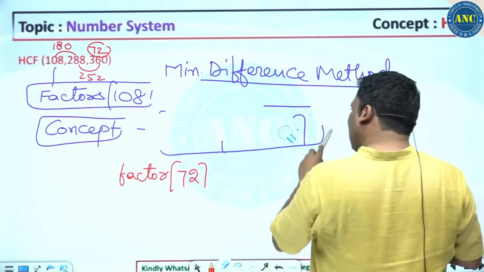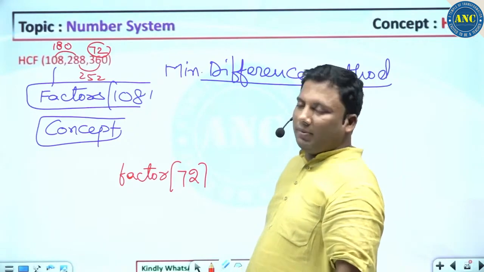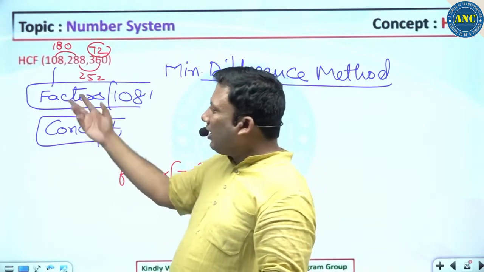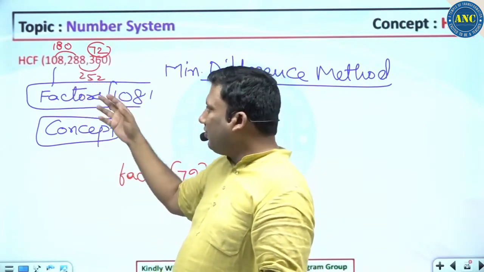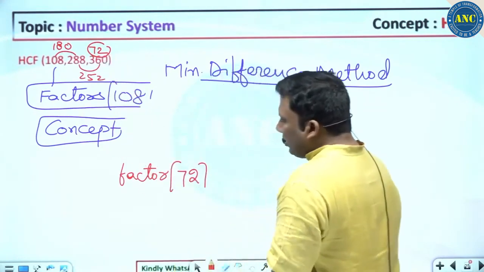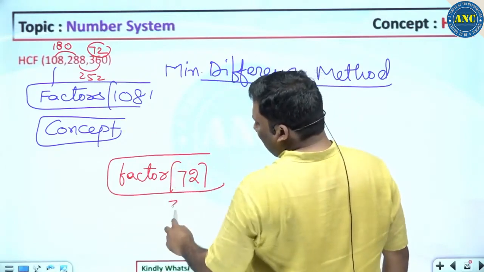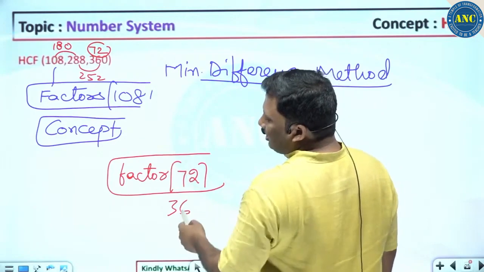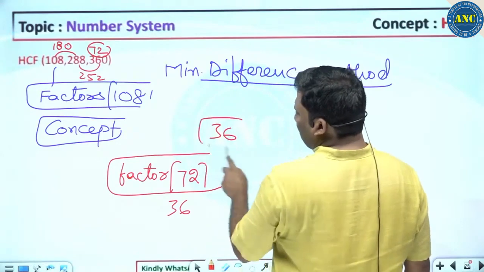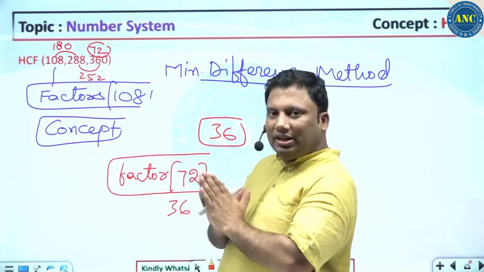You can still condense this. Take the minimum difference. 108 to 288 is 180. 288 to 360 is 72. 108 to 360 is 252. The minimum difference is 72. The answer will be a factor of 72. 72 is not working. Next is 36. 36 3s are 108, 36 8s are 288, 36 10s are 360. The answer is 36.